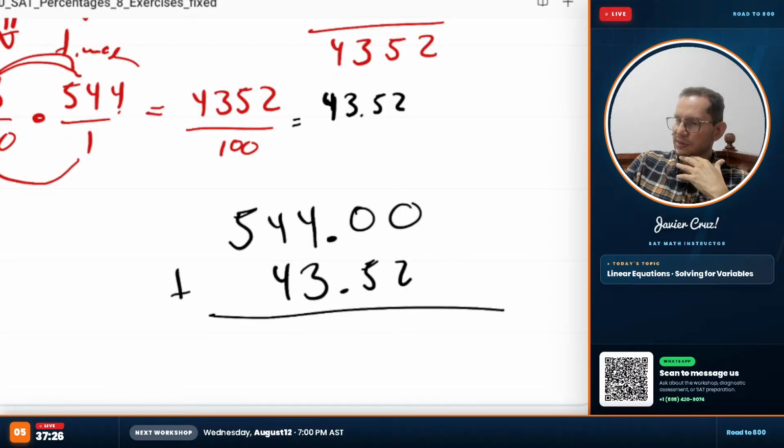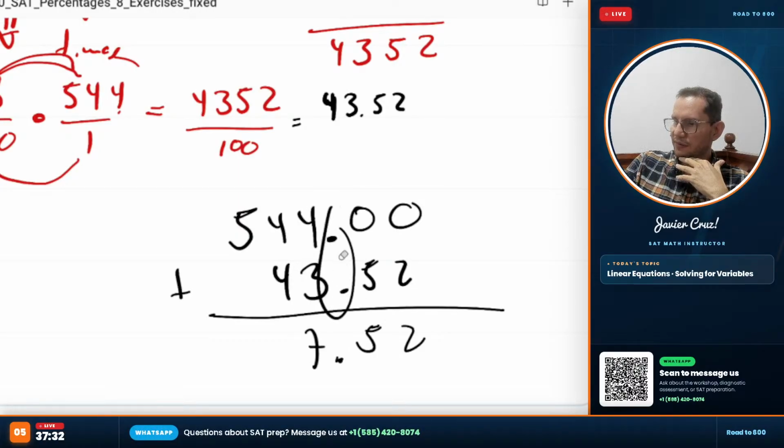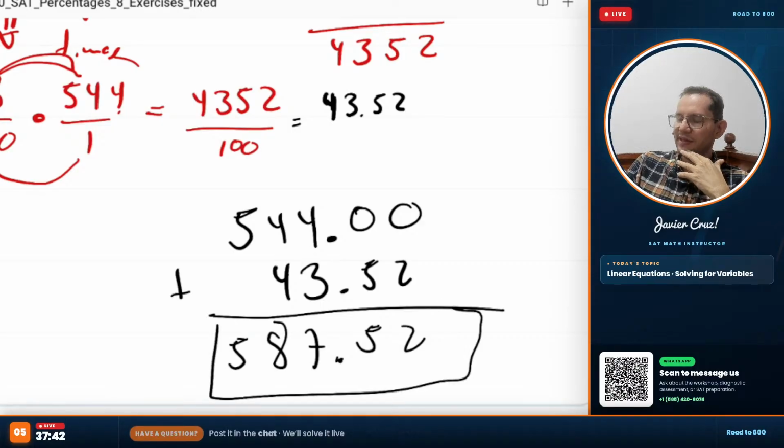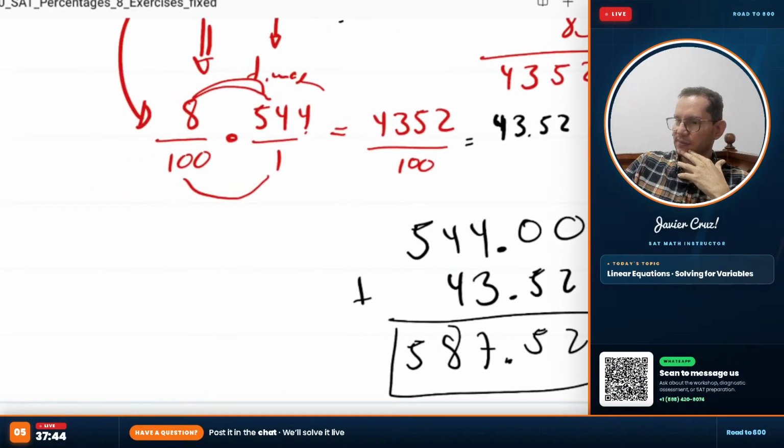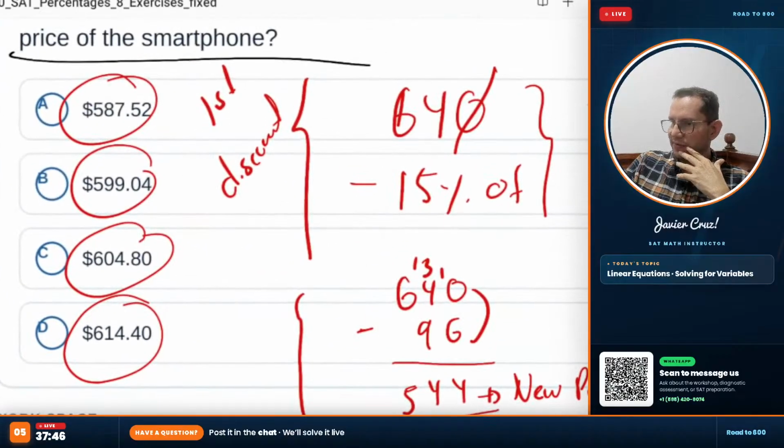0 plus 2 is 2, 0 plus 5 is 5, 4 and 3 are 7. The point has to be located at the same place. 4 and 4 are 8 here, and 5 is here. So that's the final price, 587, right? So 587 is that one.